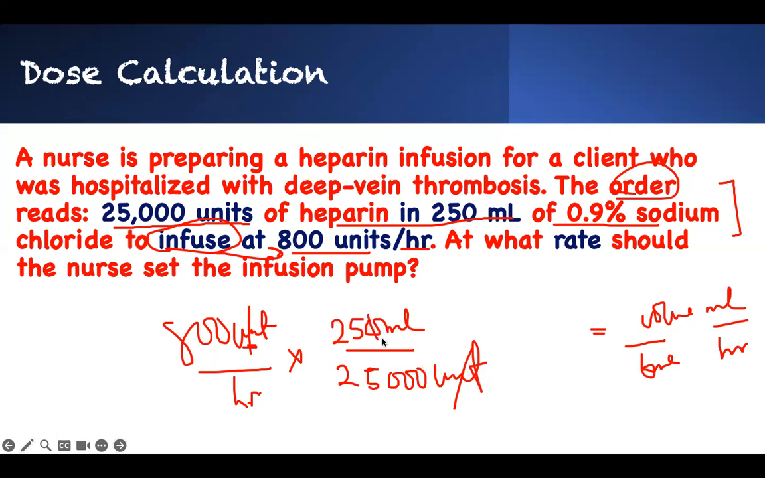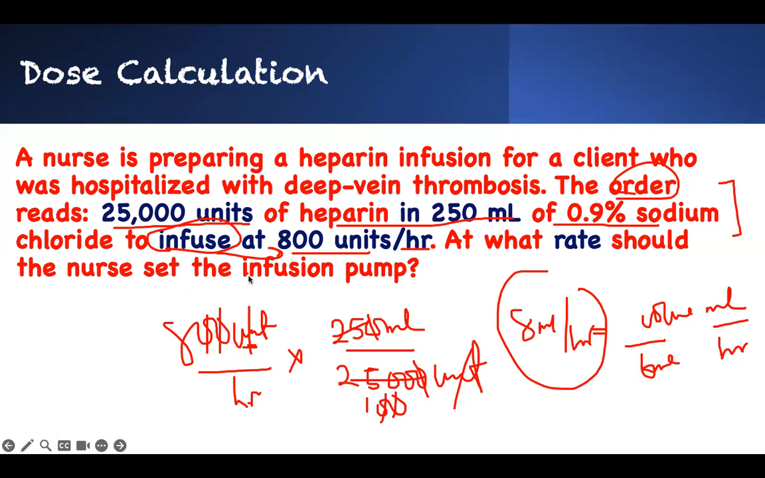So this cancels this. This 25 cancels, it becomes like 100. These two zeros cancel this zero. Therefore, the patient is going to get 8 ml every hour. That's the rate we're going to set so that they can receive what they need to receive. That's all. So that's the way to calculate this one.